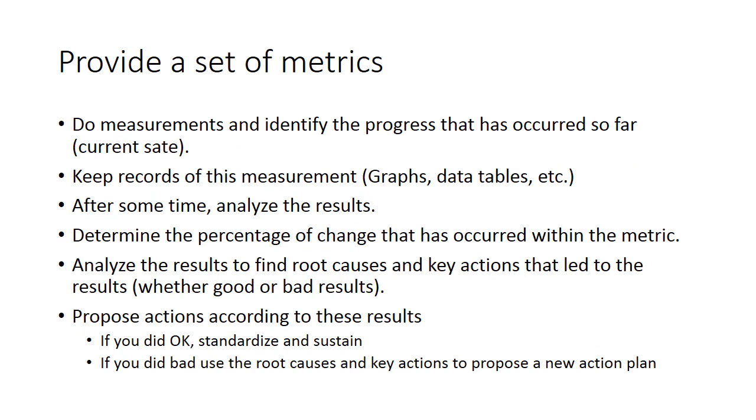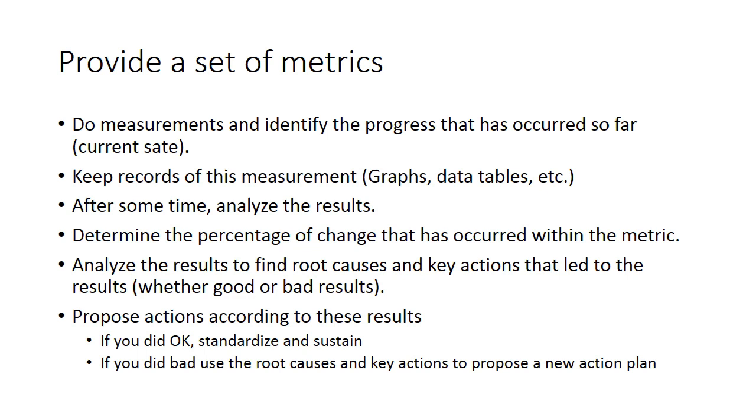So the next step after you establish your reference values for your key process indicators is to start measuring your process. You have to do measurements and identify the progress that has occurred so far, or this is defining the current state. In a normal process, before making any changes, you have to establish what is the score that the process is getting for a specific indicator.